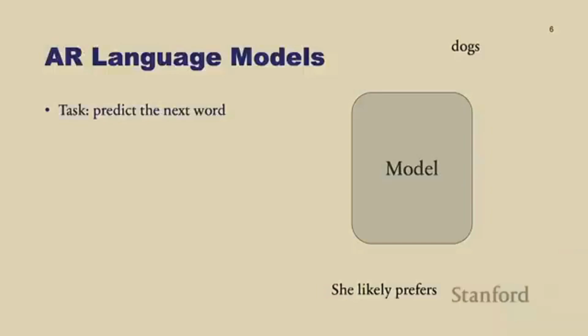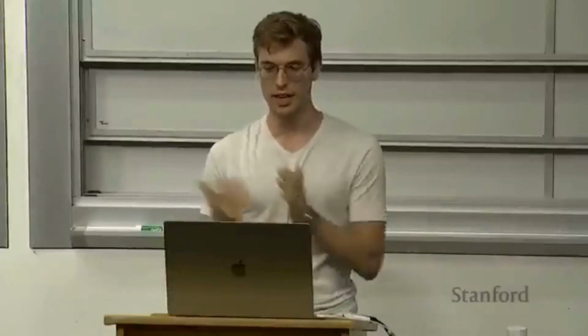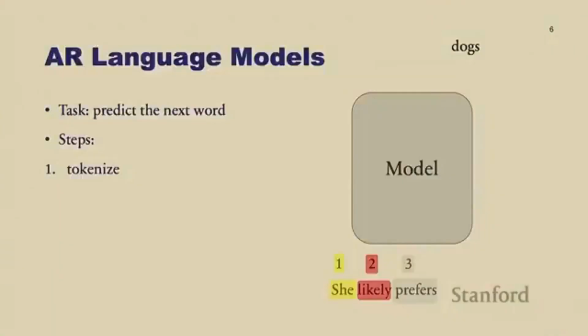Great. So autoregressive language models. At a high level, the task of an autoregressive language model is simply predicting the next word, as I just said. If you have a sentence like "she likely prefers", one potential next word might be "dogs". The way we do it is that we first tokenize. You take these words or subwords, you tokenize them, and then you give an ID for each token. So here you have 1, 2, 3. Then you pass it through this black box.